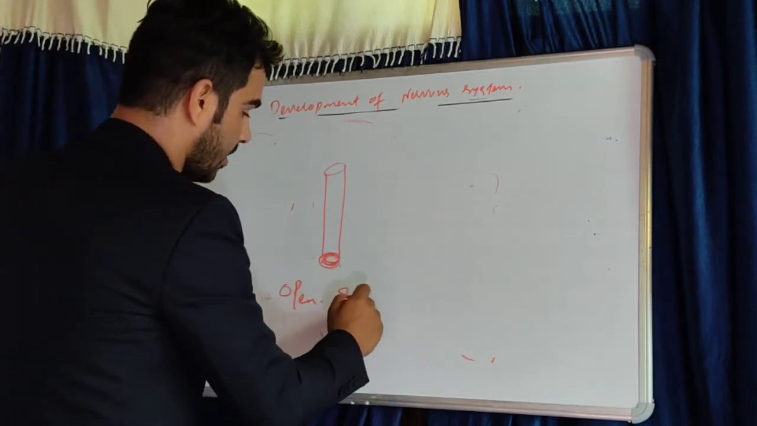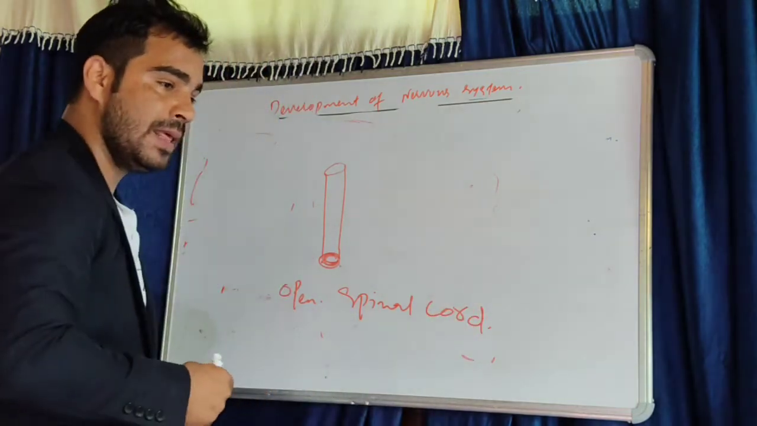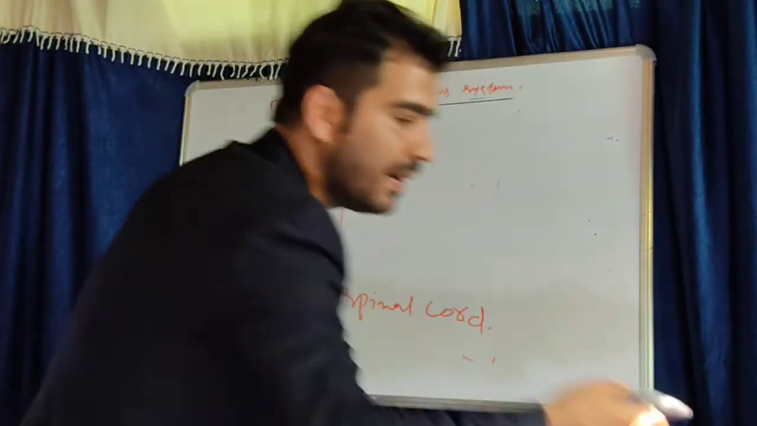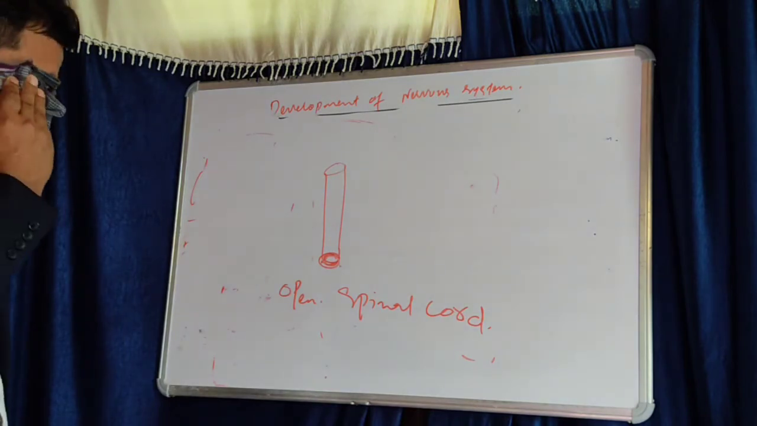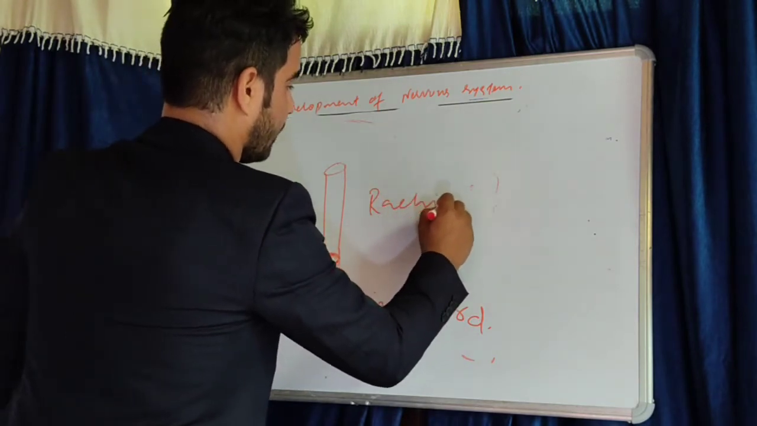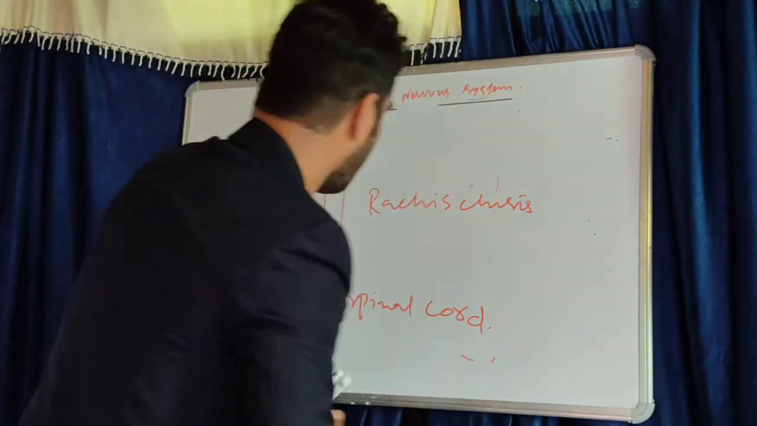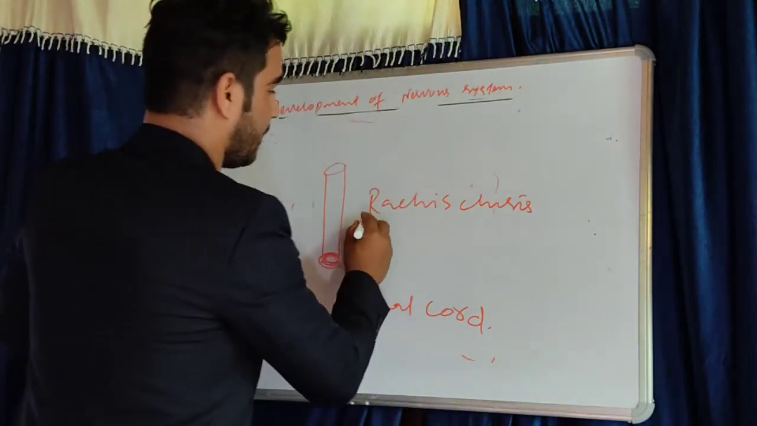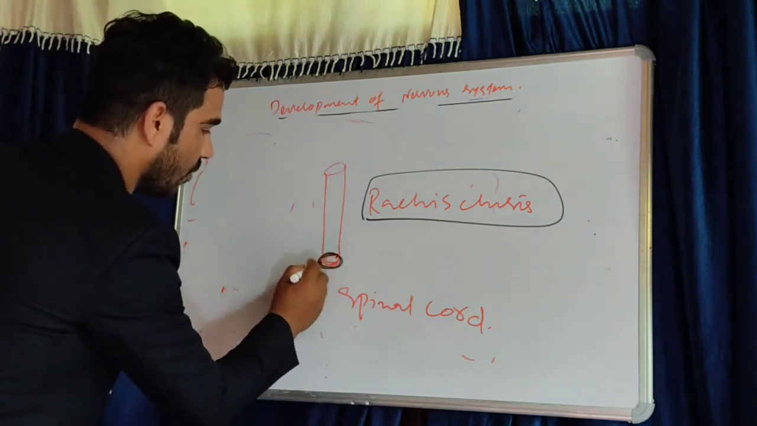Open spinal cord. There is an open spinal cord. What is the open spinal cord called? That's called what? Rachischisis. Rachischisis is this posterior pore.